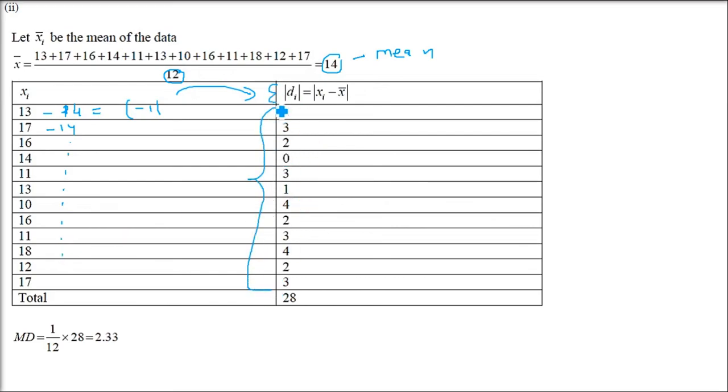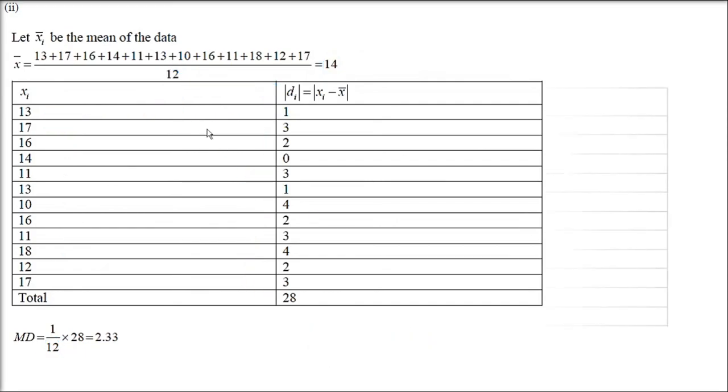If it is negative, make it positive, because you are going to take the modulus. Now add all of them. 28 is going to come. 12 is the number of elements, so divide it by 12. 28 by 12 is going to be 2.33.